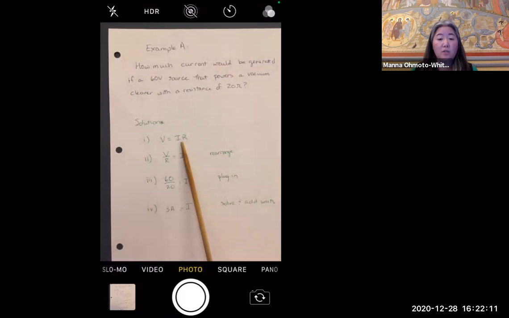So I use the equation V equals IR. I rearrange it to solve for I, and then I plug in my values, and I solve and add my units. So V is equal to 60, R is equal to 20, 60 divided by 20 is 3, and the units of current are amperes, or capital A.